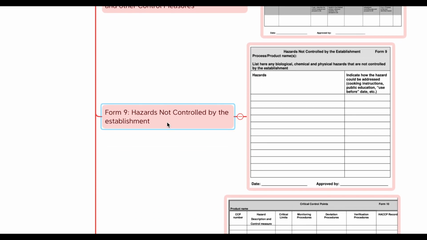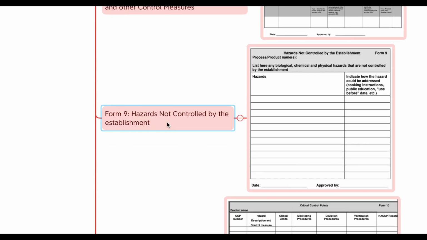Okay, form 9. So form 9 is about hazards that are not controlled by the establishment. This could be hazards that are controlled by the customers or the suppliers or the consumers. In a bakery example, a hazard not controlled might be improper storage of bread by a consumer, leading to mold growth. Or in a meat processing plant, a hazard not controlled by the establishment could be undercooking of meat by a consumer, leading to foodborne illnesses. And in a dairy factory, it could be the improper refrigeration of milk by a consumer, leading to spoilage.